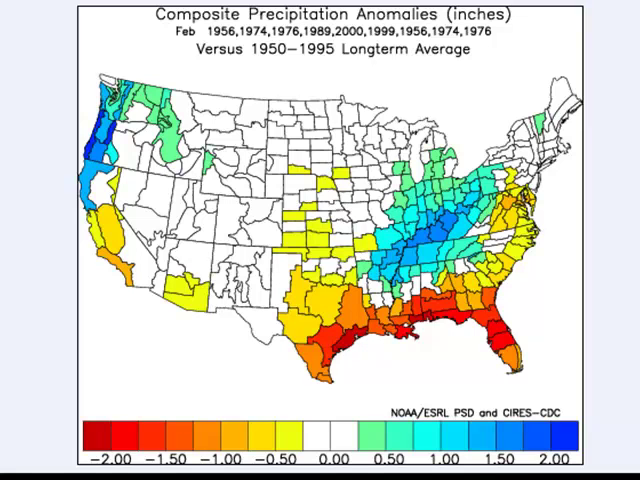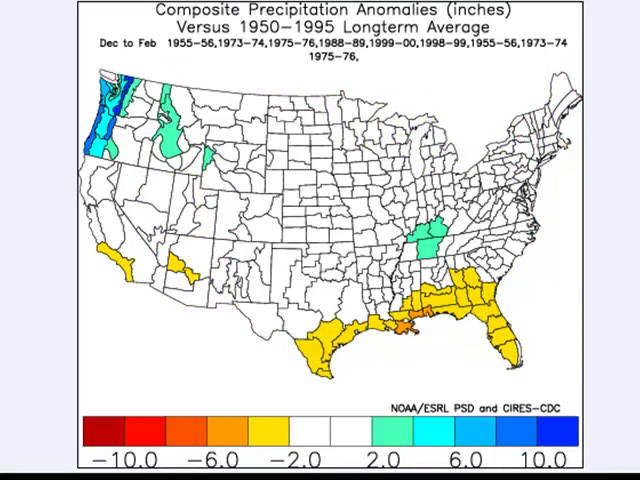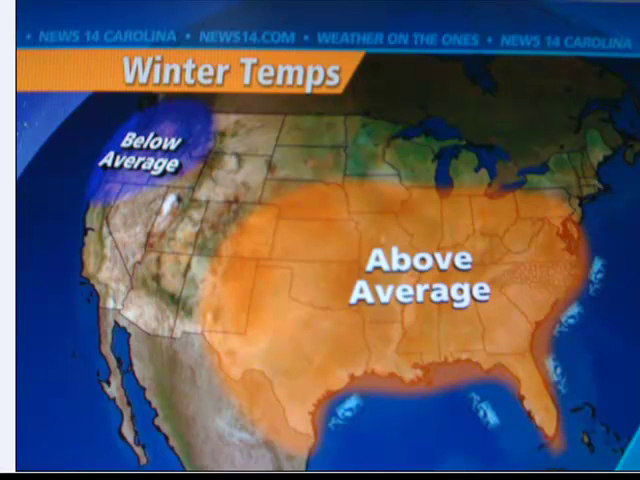Now, when you put together the December, January, and February composites of all of those years, so all the winter months together, this is the temperature composite for the entire winter. Okay, and there is the precipitation composite for all of the winter. So with all of that said, here are my forecast maps.